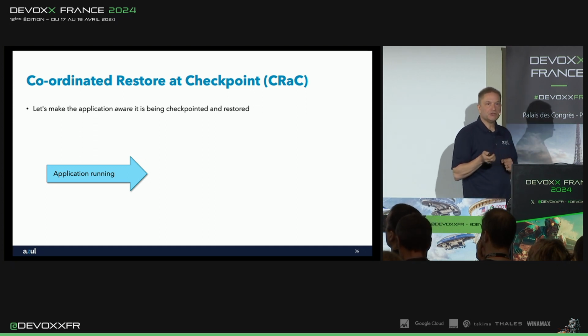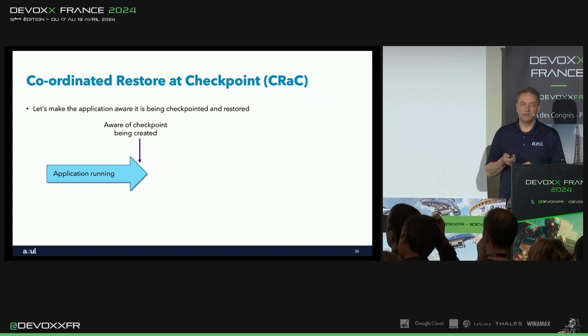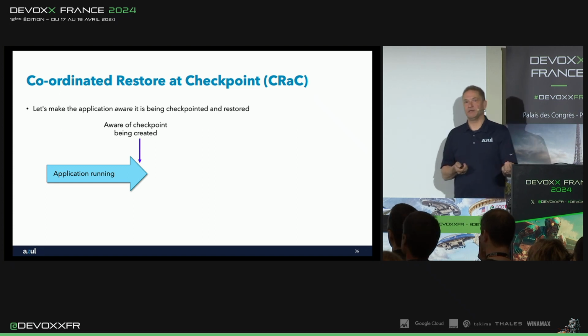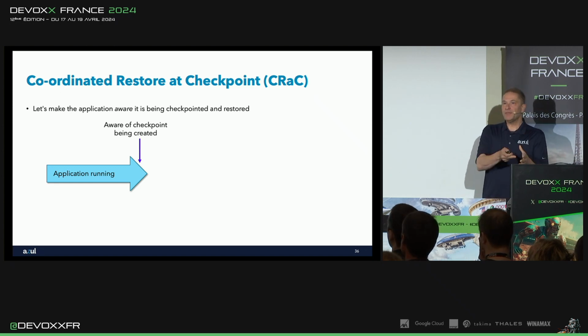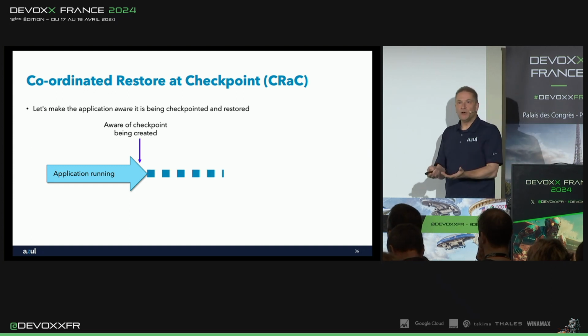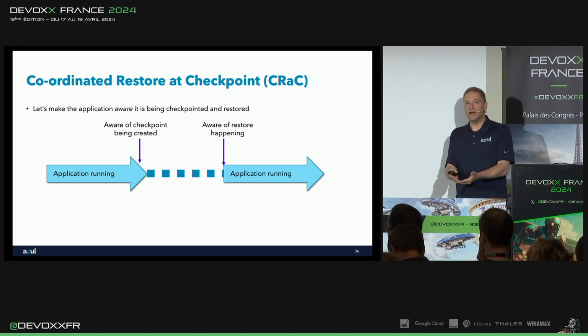So we allow the application to run. This is your Java application now. And then we say, okay, we want to checkpoint that. We make the application aware that it is going to be checkpointed, so it is able to take action to prepare for a checkpoint, closing files, closing network connections, closing database connections, and so on. At some point later, we want to restart that application. And again, we make it aware that it is being restarted from a checkpoint.